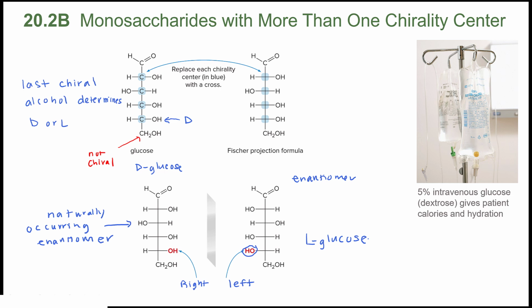So the location of the H and OH at every chirality center is the opposite in the enantiomer. We can see each of those at carbons 1, 2, 3, 4, and 5 are mirroring the other molecule.